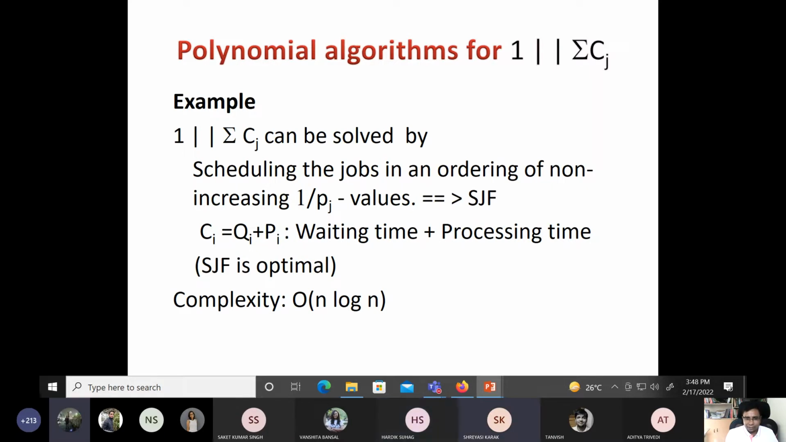Increasing burst time, or we say shortest job first. Whichever job is shorter, we first take that job and execute it. And Cj is equal to Wi plus Pi, where Pi is processing time, that is, waiting time plus processing time. We can prove with the same exchange argument that SJF is always optimal, and the complexity is also O(n log n).